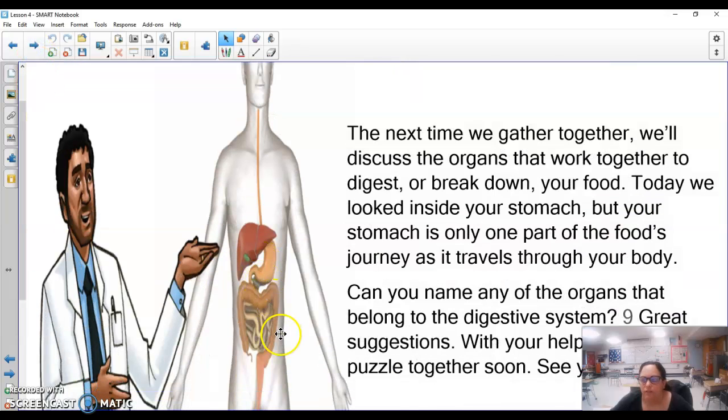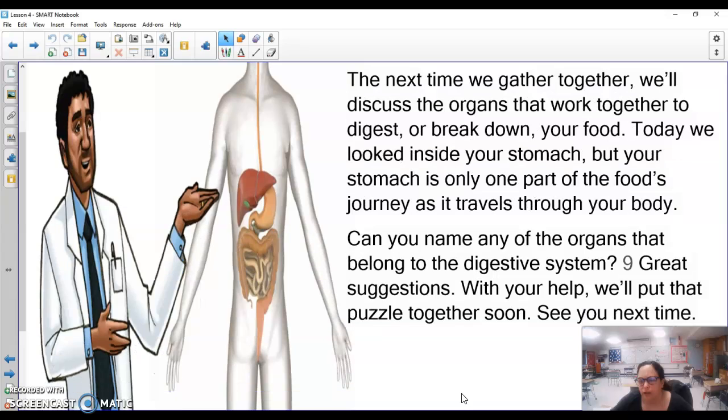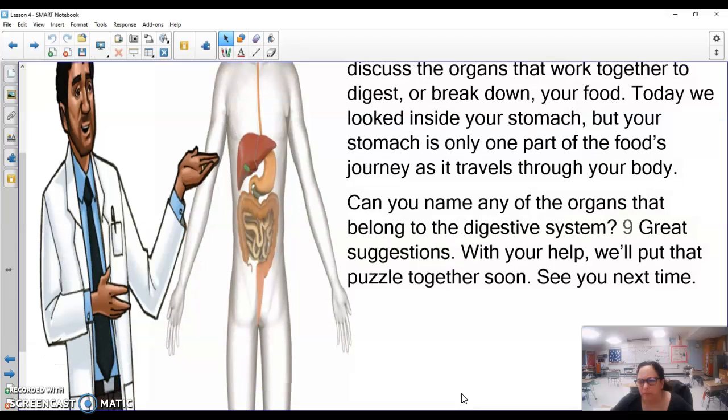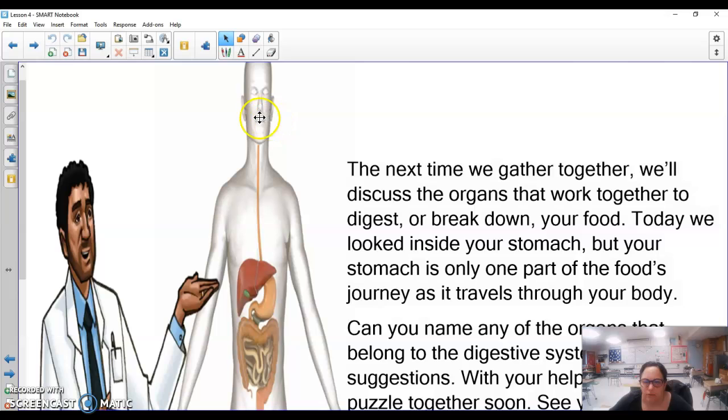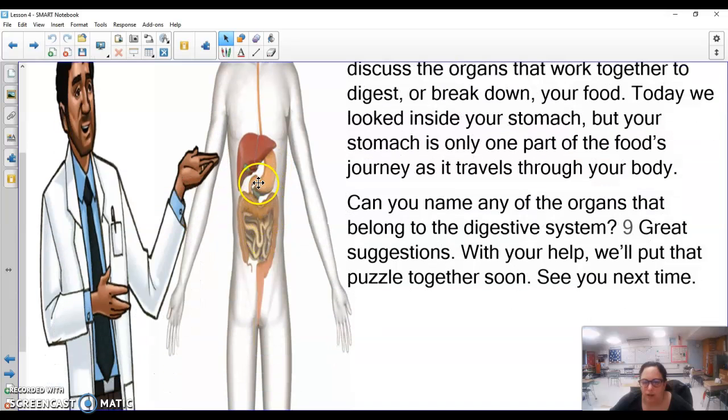The next time we gather together, we'll discuss the organs that work together to digest or break down your food. Today, we looked inside your stomach, but your stomach is only one part of the food's journey as it travels through your body. Can you name any of the organs that belong to the digestive system? So we have your stomach. Well, actually, let's start up here. So you put your food in your mouth. It goes down the esophagus, which is this long tube. This long tube is connected to the stomach. After the stomach, it goes into your small intestines. And then after that, it goes into your large intestines.